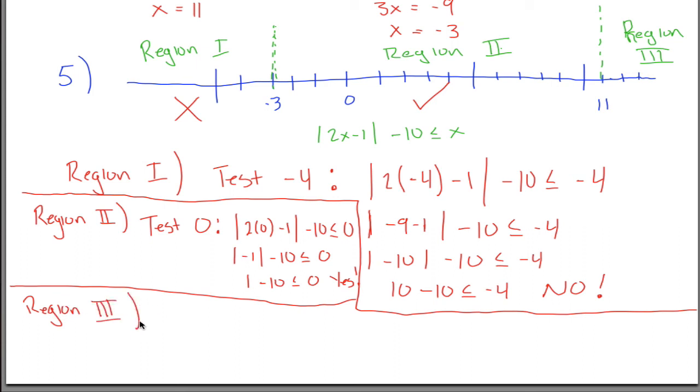For region 3, again, test anything you want in region 3. It doesn't matter. What should you test? I don't know, 12, 13, 15, 20. If you want to do a round number, it really doesn't matter. I'm just going to test 12, try to keep the numbers as small as possible. So if I were to test 12, I would say, okay, the absolute value of 2 times 12 minus 1, minus 10 has to be less than or equal to 12. Let's see, 2 times 12 is 24. 24 minus 1 is 23.